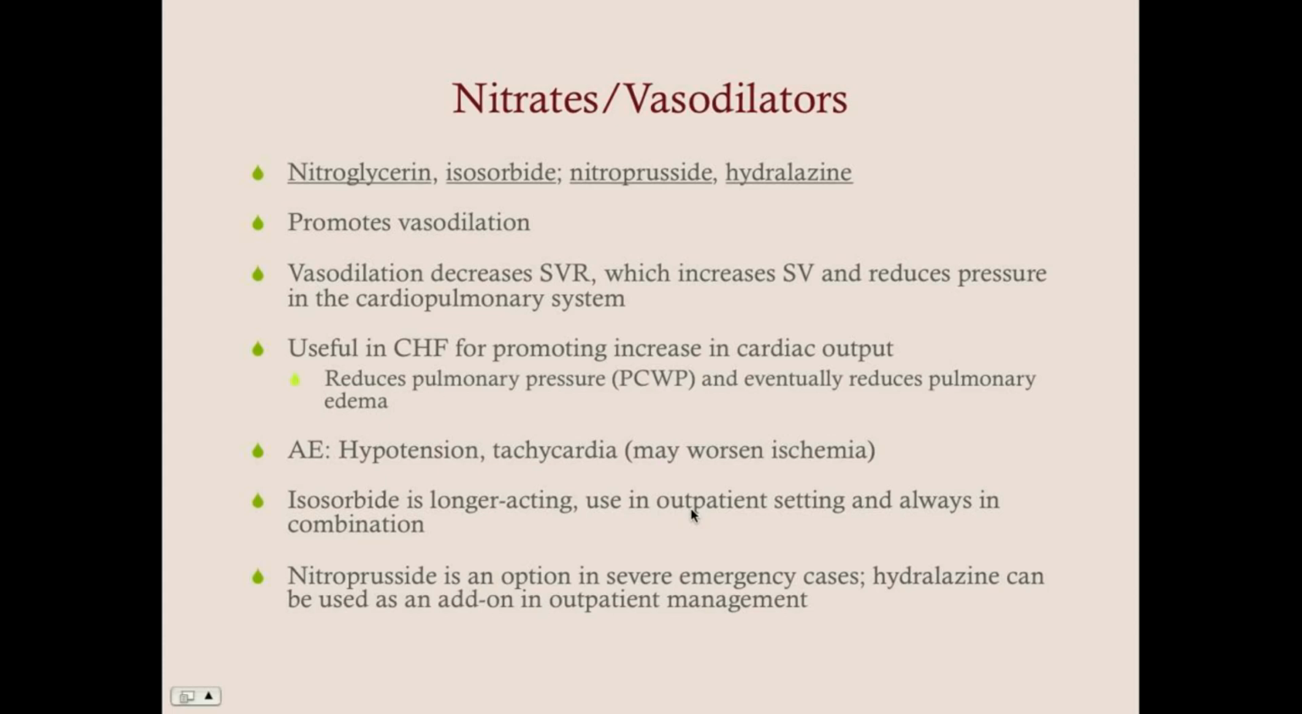You can think of that kind of like how we approach asthma when we give them the short-acting beta agonists and the long-acting beta agonists. So we give them nitroglycerin, which is short-acting, and isosorbide, which is long-acting, in the outpatient setting. In the inpatient setting, we only give them nitroglycerin. In the emergency settings, we can use IV nitroprusside, as I mentioned, and then hydralazine can be used as an add-on in outpatient management as well.